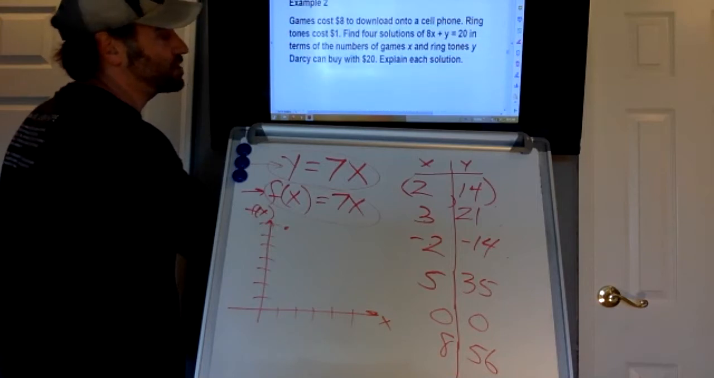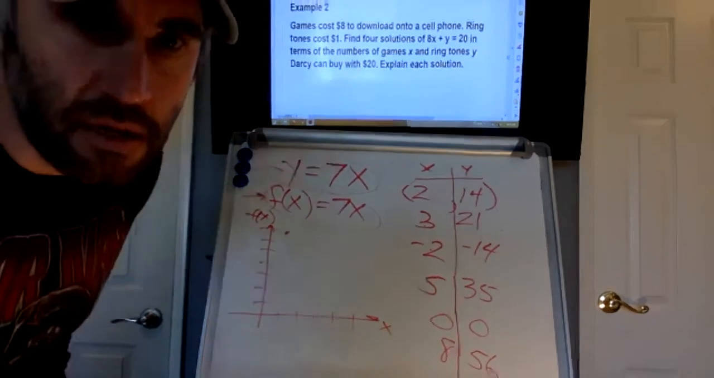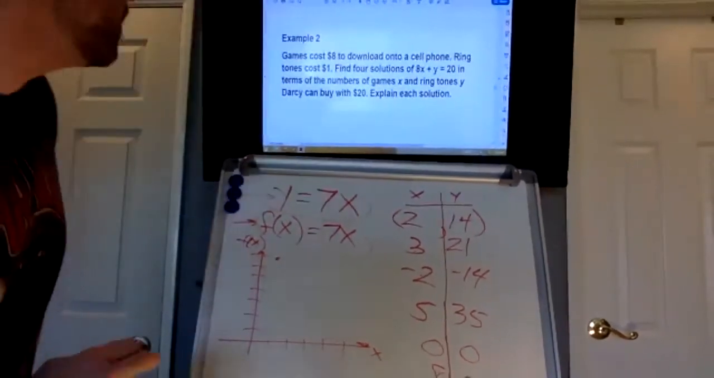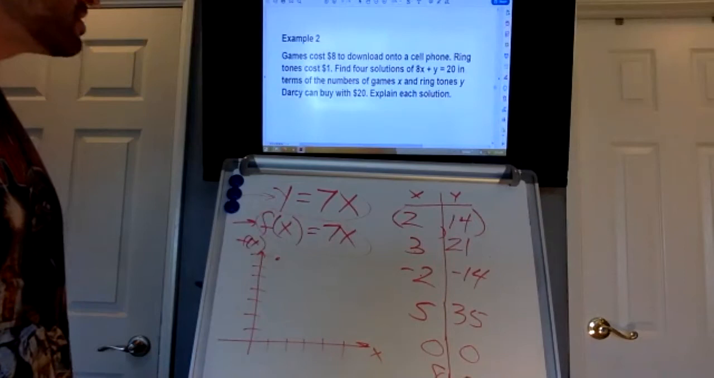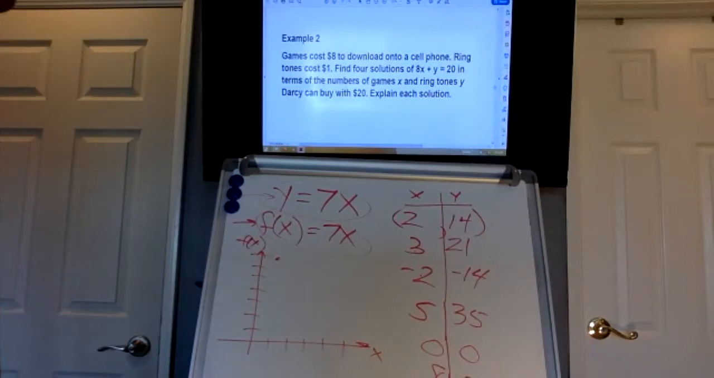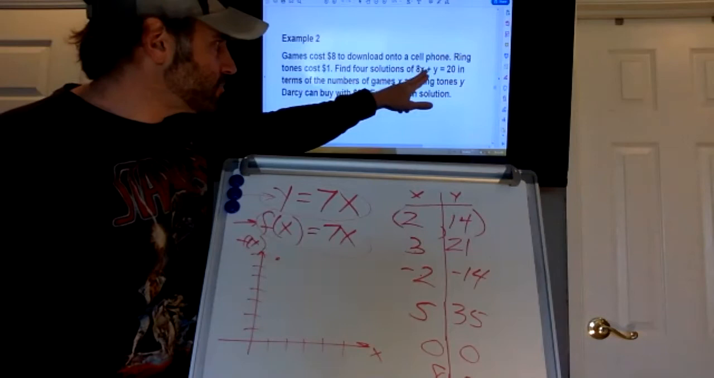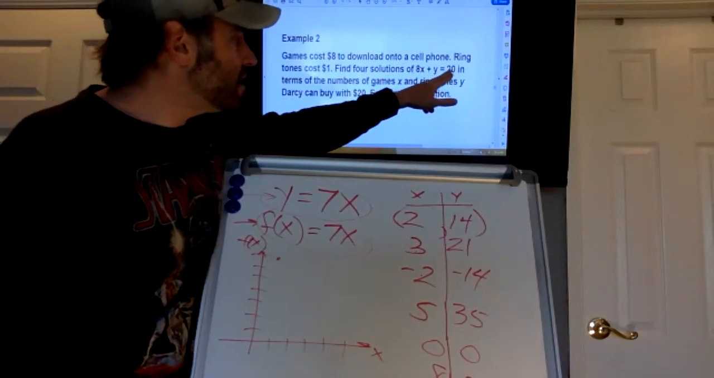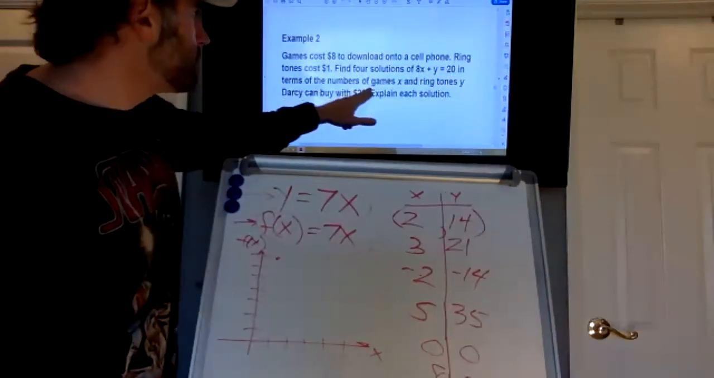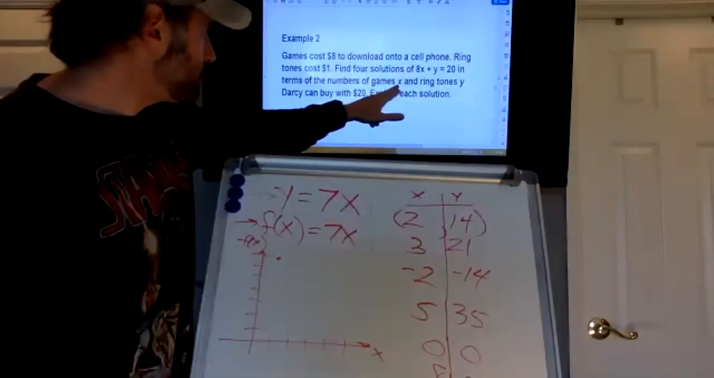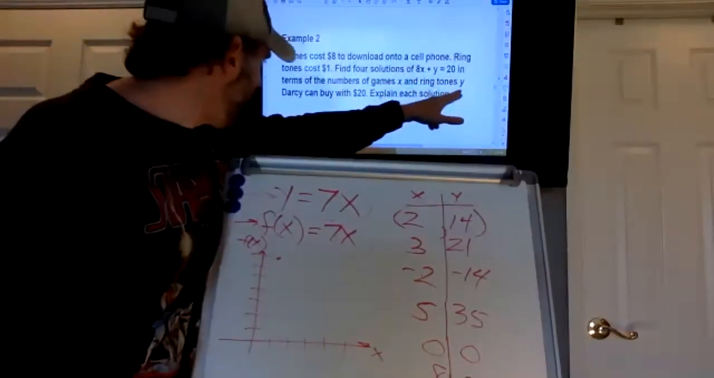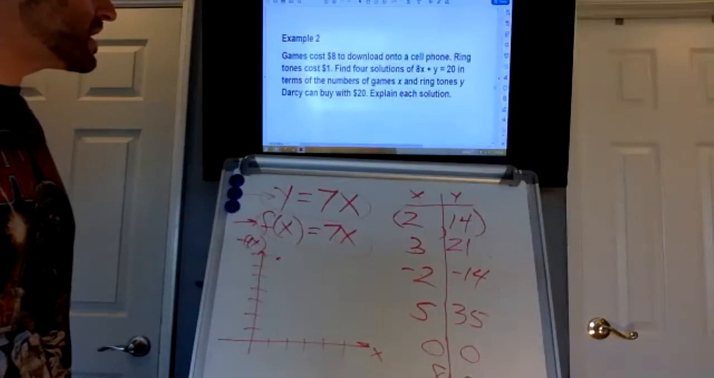Okay, so let's look at example 2 here. I'll read it out loud for you. Games cost $8 to download onto a cell phone. It's pretty expensive. Ringtones cost $1. Find 4 solutions of this equation, 8x plus y equals 20, in terms of the numbers of games, x, and ringtones, y, Darcy can buy with $20.